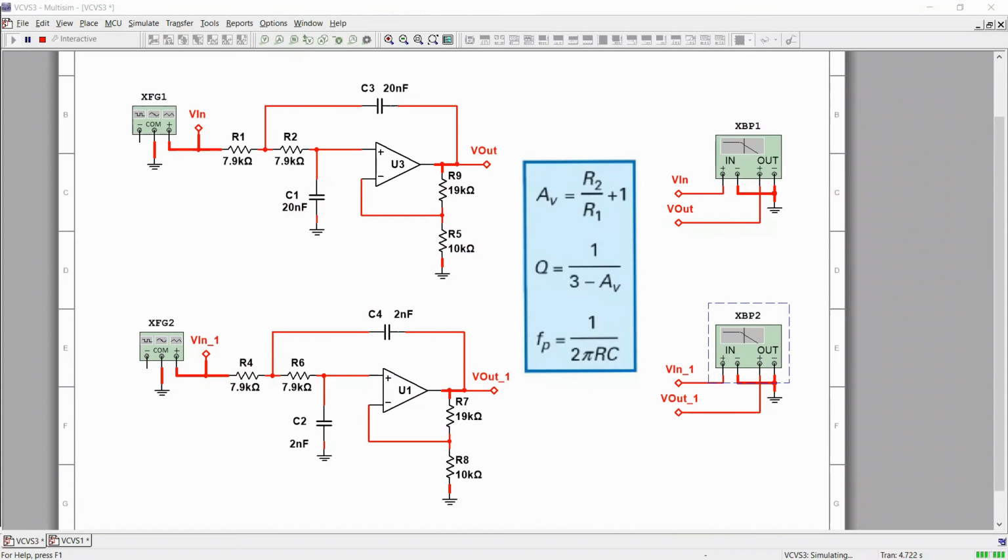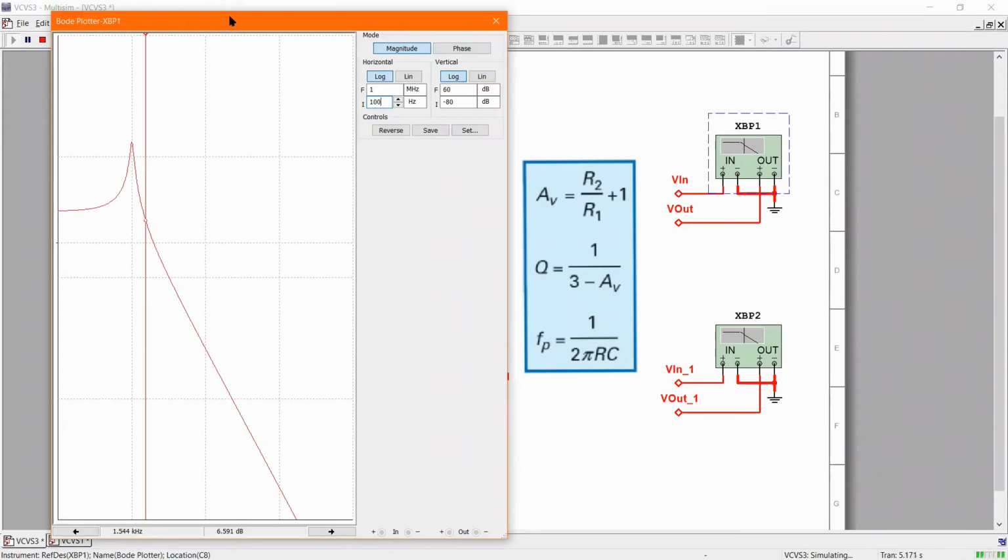So I've entered both of these circuits into Multisim, with the only difference being that this one here has 20 nanofarad capacitors and this one has 2 nanofarad capacitors. Let's open up the frequency response on the Bode plotter and see what the response of the top circuit is. So here we can see that the peak frequency occurs at around 1 kilohertz, and it's about 29 dB high. And then the 3 dB down point, well, that occurs at around 1.55 kilohertz.